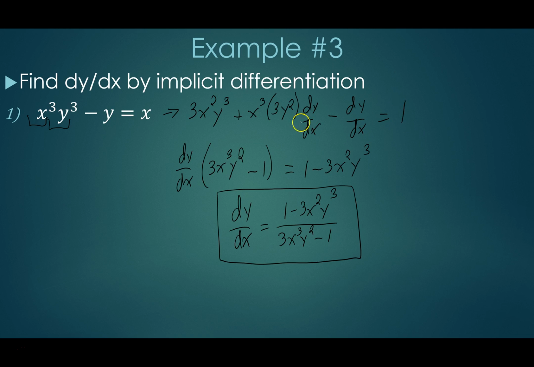So I'm going to move all the dy/dx's over to the same side and combine them. I'm going to factor out the dy/dx, leaving just 3x cubed y squared minus 1, because it's really 1 times dy/dx here. And I move the 3x squared y cubed to the right-hand side to get 1 minus 3x squared y cubed. And then divide by the factored expression to get dy/dx equals 1 minus 3x squared y cubed over 3x cubed y squared minus 1.